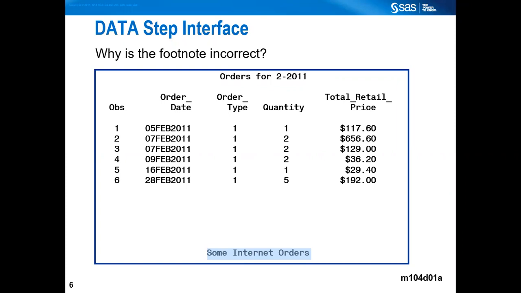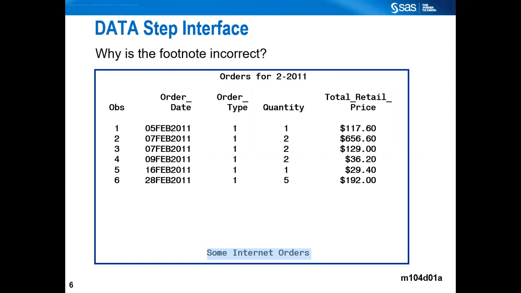Yes. No, it doesn't have any internet order. Correct. So internet order means when type is 3. Then it should ideally give no internet orders. But it's giving some internet orders. I hope you are understanding what it is.